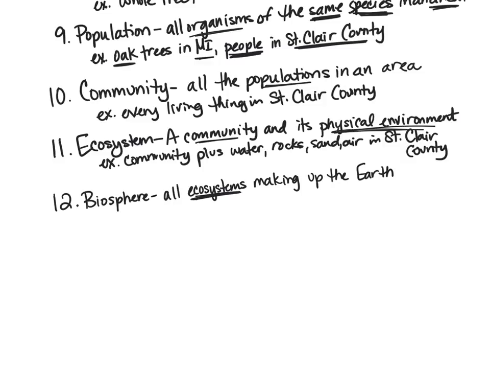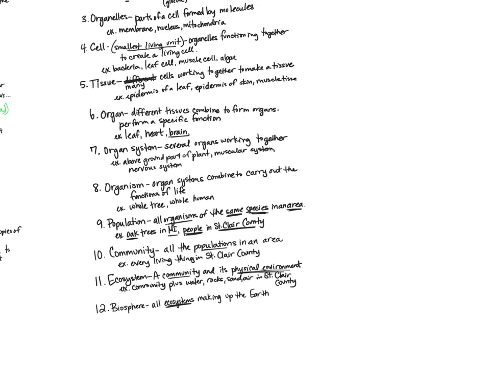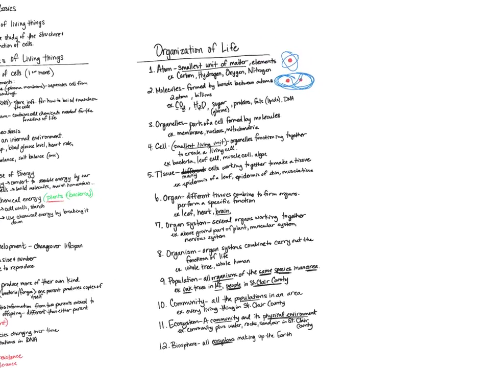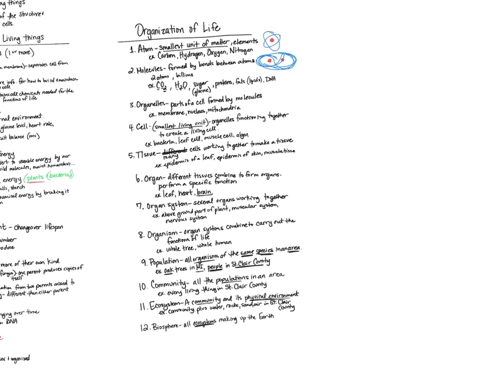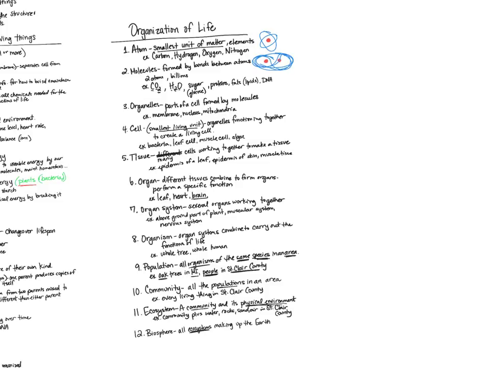So we have gone from our smallest piece, the organization of life. We start out with the atom, which is our smallest unit of matter. Then we take our atoms and put them together to make molecules, our molecules together to make organelles, and our organelles together to make a cell. That provides us with our smallest living unit. We can't have an organelle just living on its own. It has to have other organelles within a membrane to make it a cell. And then that's when we have our first living unit.